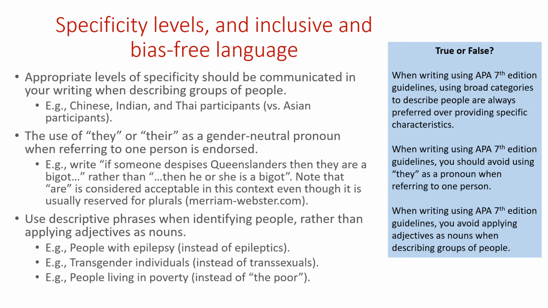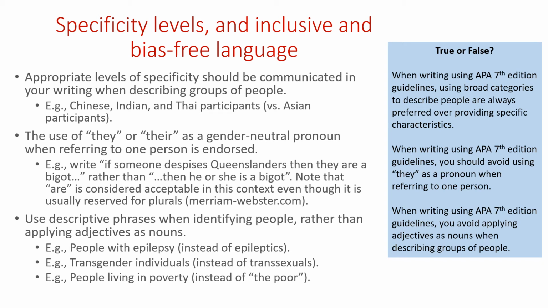Okay, third issue in terms of bias-free language and inclusivity is that when you're identifying people or groups of people, we want to use descriptive phrases rather than what's now considered a significant sin, which is to apply adjectives as nouns. I think that's easiest explained with a bunch of examples here.